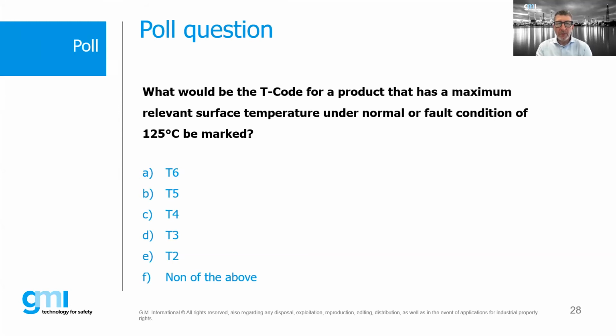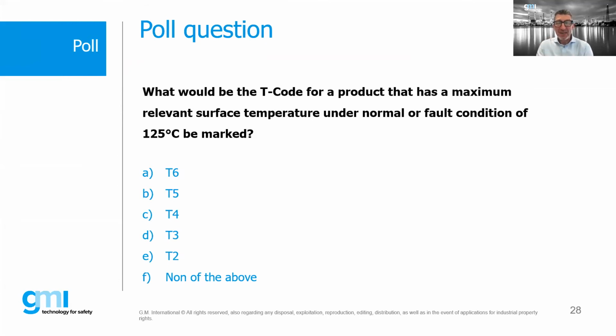Well, we spoke a lot about T code just a moment ago. So here's a question for you guys. What would be the T code for a product that has a maximum relevant surface temperature under normal or fault condition of 125 C? It's a tough question. This is not easy.